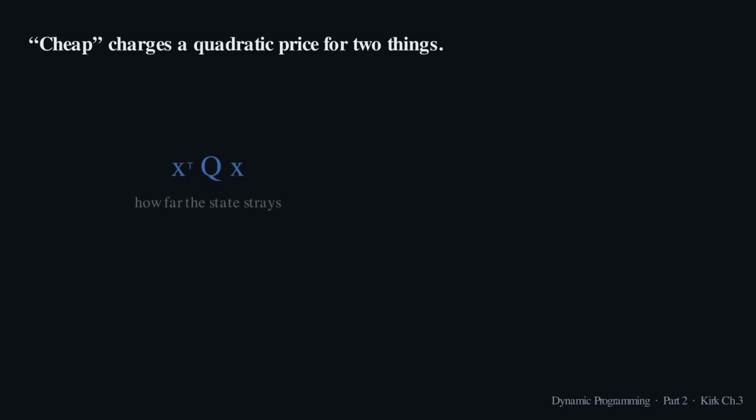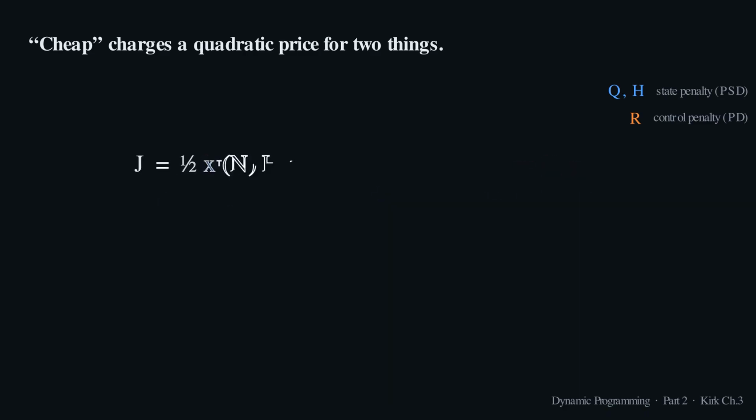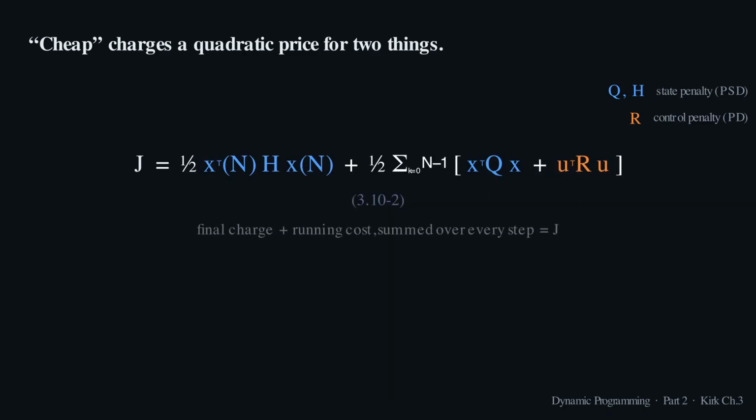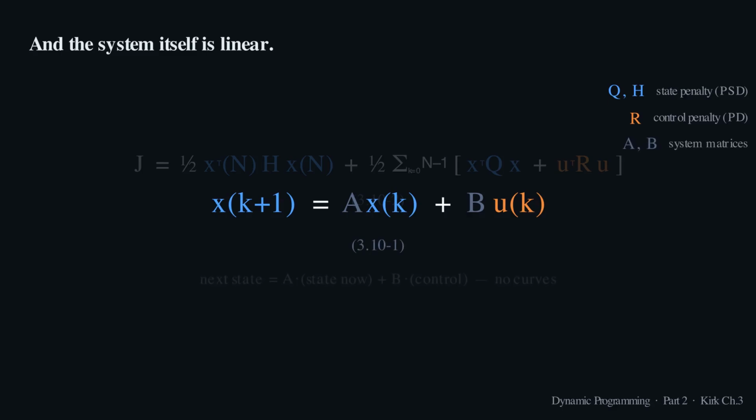Now, cheap means something specific. We charge a quadratic price for 2 separate costs. 1. How far the state strays from 0. That's the term x transpose Qx, with Q a weight we choose. 2. How hard we shove to fix it. That's u transpose Ru, with R the price of effort. Square both, add them up over every step, and add one last charge on where the state finishes. That whole sum is the cost J.